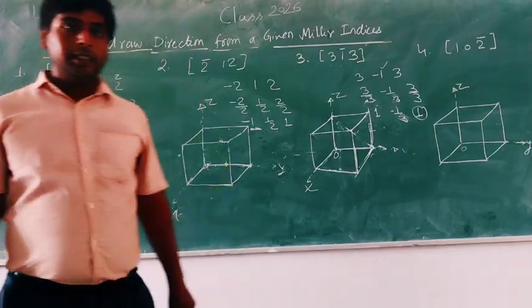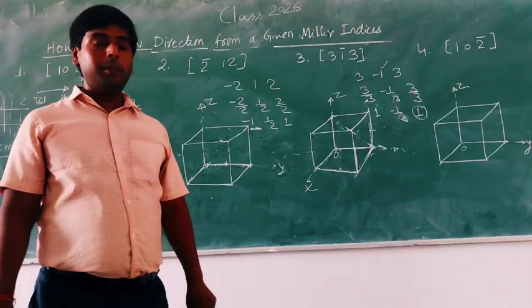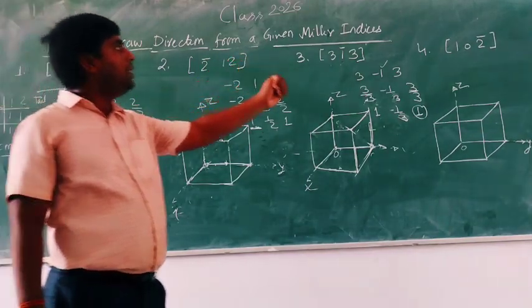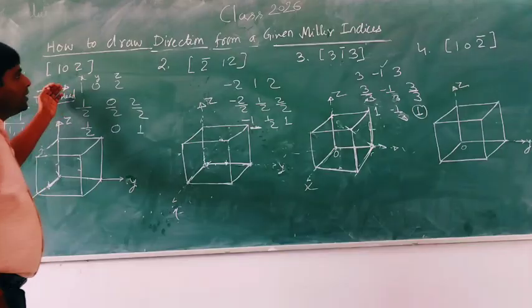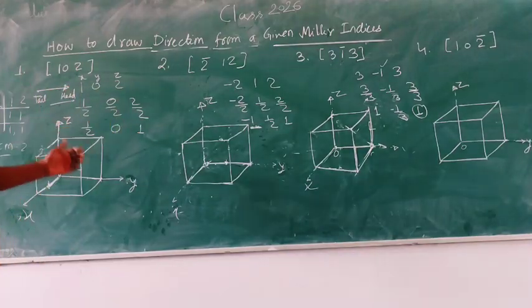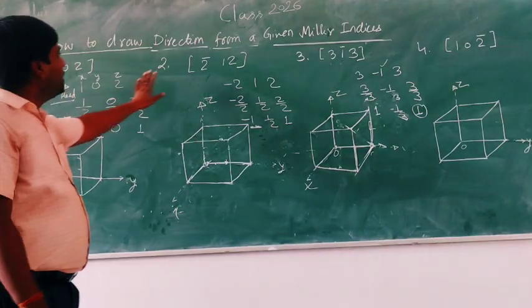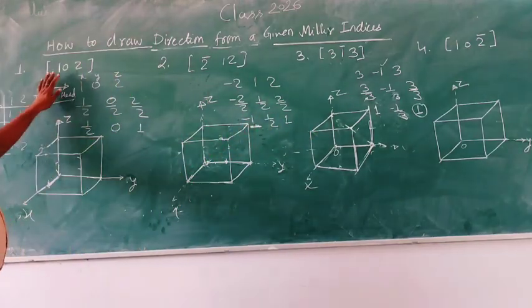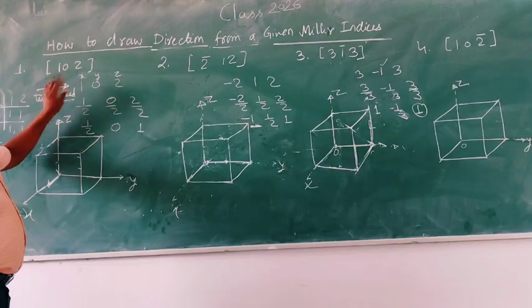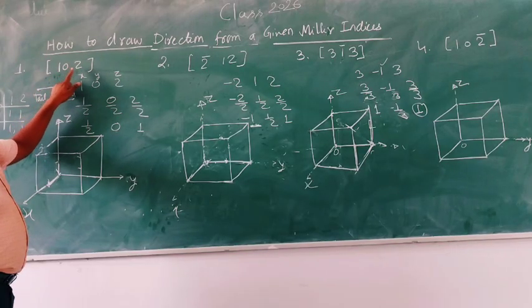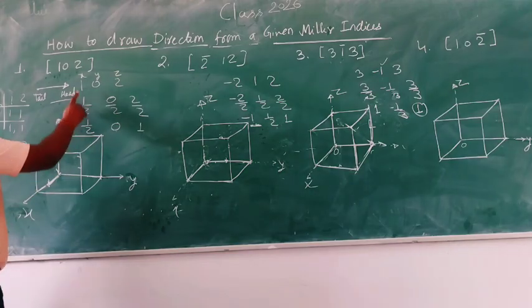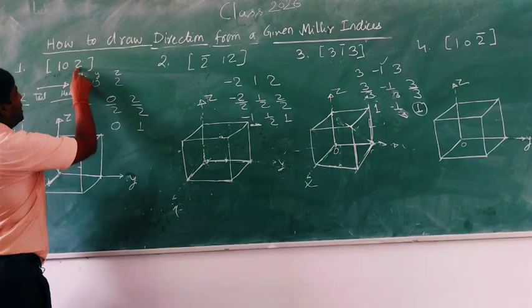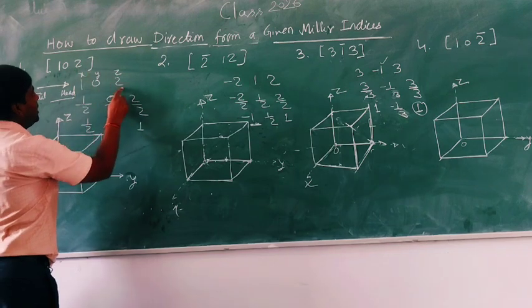In this lecture, we will talk about how to draw the direction of a given Miller Indices. Here, 5 questions will be given, and we have to find the direction of the given Miller Indices. First, the Miller Indices are 1, 0, 2. It means that the x coordinate is 1, the y coordinate is 0, and the z coordinate is 2.